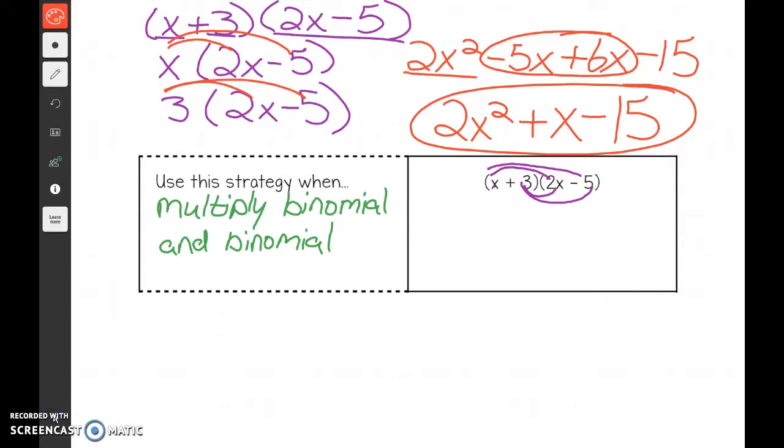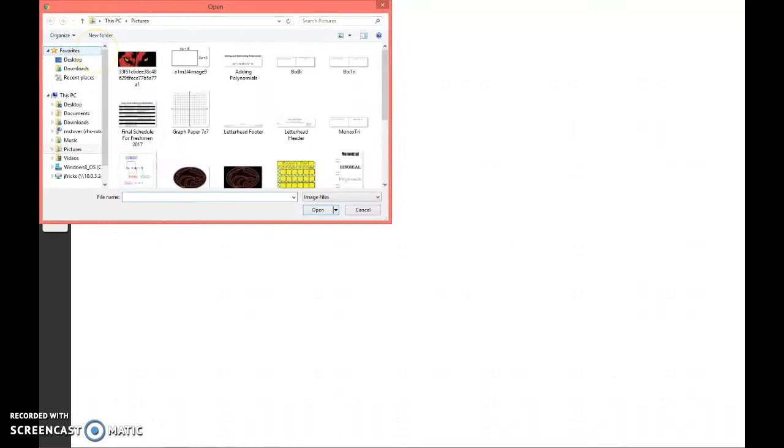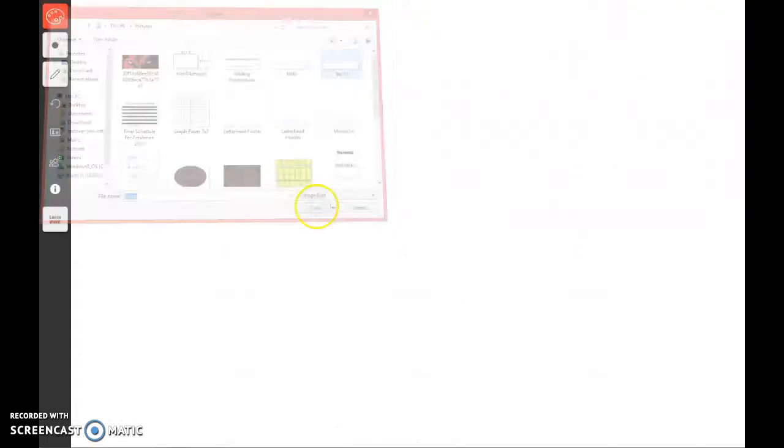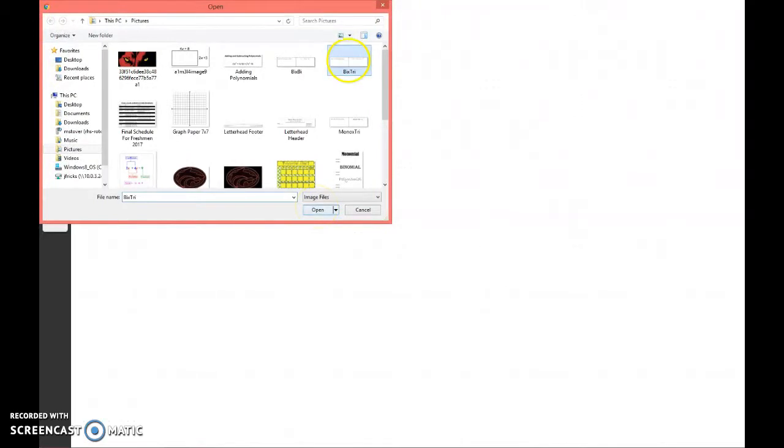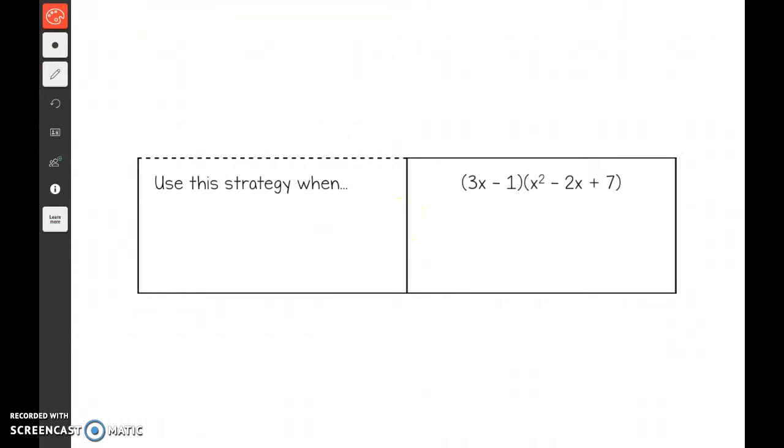All right, if we're good with this, we'll go ahead and move forward. So I'm going to delete this off, and we'll pull up our last example, which is going to be the box strategy. With the box strategy, we're going to do a binomial times a trinomial. So let's check this one out and see what we get. There we go. This will be at the bottom of your notes, and this is going to be a binomial times a trinomial.